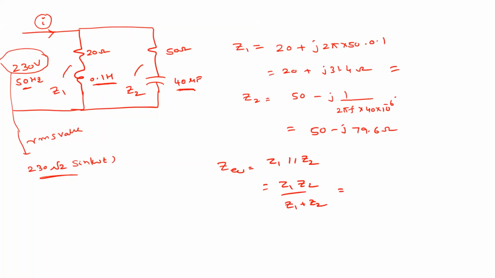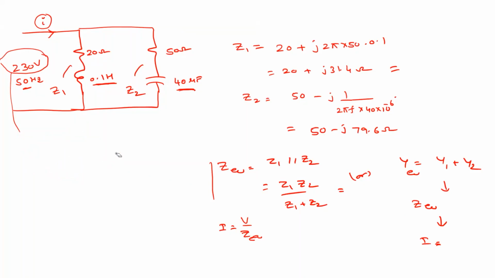There are numerous ways to solve this. First you calculate Z1, Z2, and then Z equivalent, and from that you calculate V by Z equivalent, which is I. Or you calculate y equivalent equal to y1 plus y2, back calculate Z equivalent, and from that calculate the I value. There is another method: you can directly calculate I1 and I2.